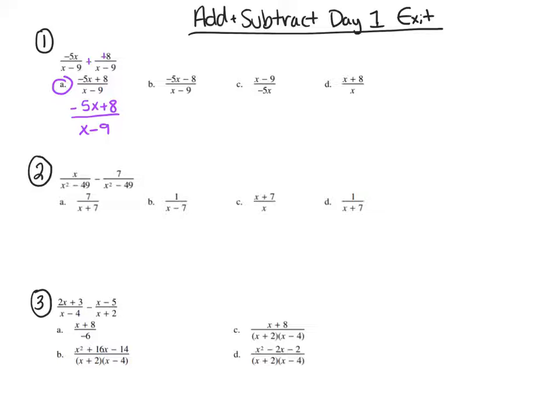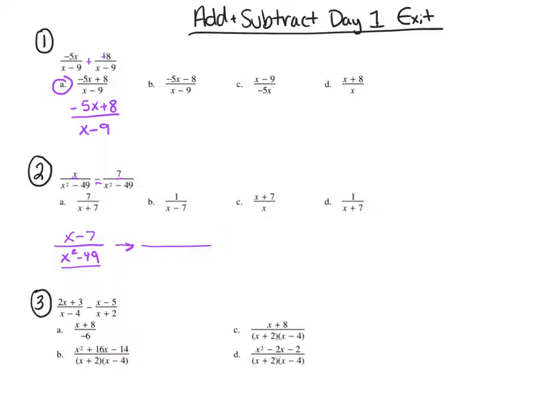Number 2, we actually already have a common denominator as well. So I know my common denominator is going to be x squared minus 49. But when you look at your answer choices, you should notice that x squared minus 49 is not one of the denominators. So that should give us a hint that we're going to have to do some simplifying. So my numerator, I'm going to have x minus 7. So from here, I'm going to factor this denominator.